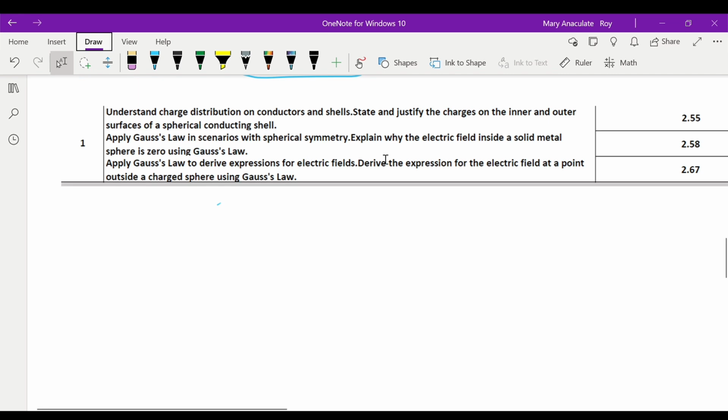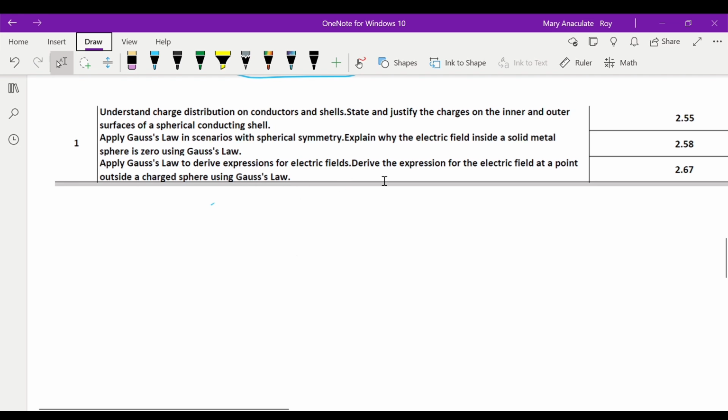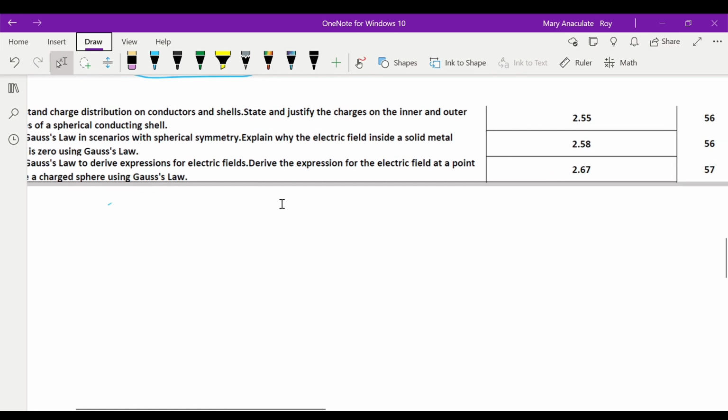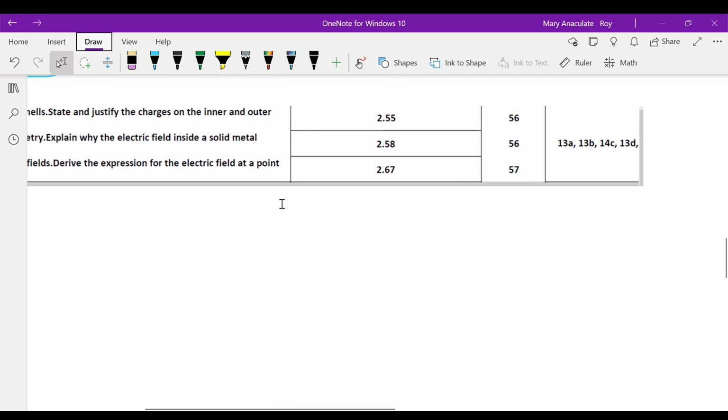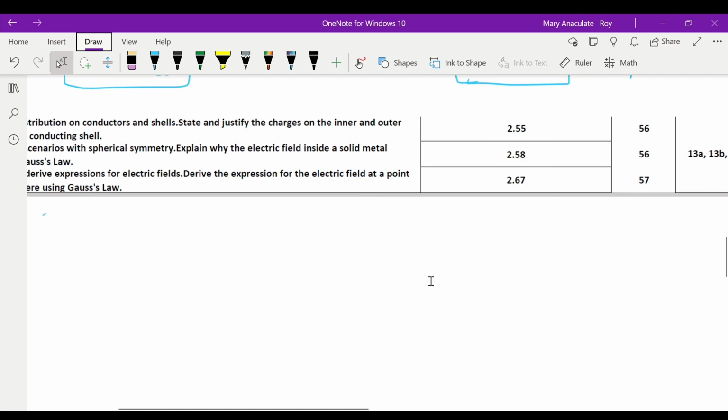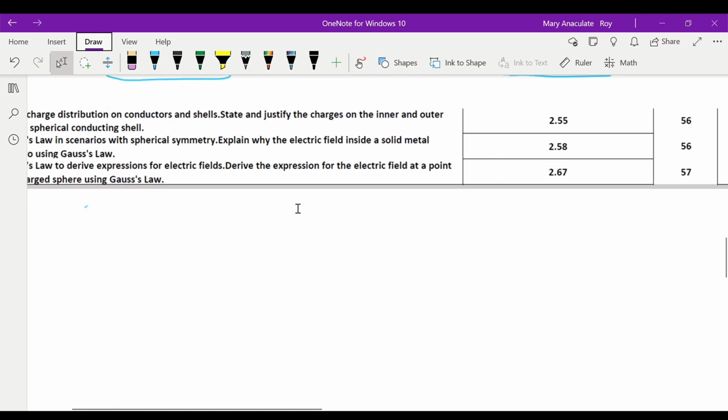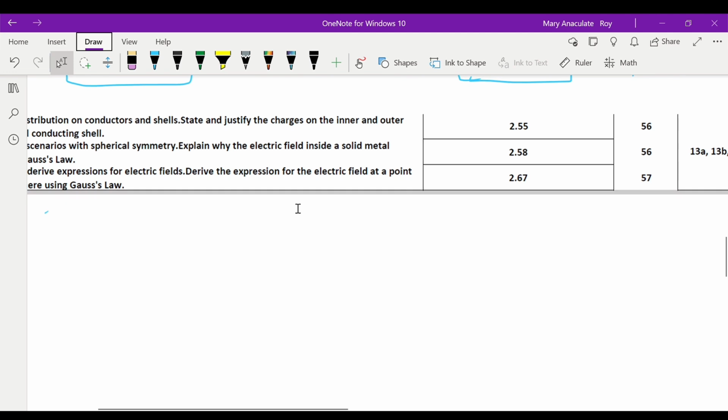Explain why the electric field inside a solid metal sphere is 0 using Gauss's law. And also apply Gauss's law to derive expressions for the electric field at a point outside a charged sphere. So we'll take each section separately, and you can see they've given you the question numbers, page numbers, and also the question numbers from the PDF that had been shared with us. So first I'll explain and then we'll move on to the questions to solve so that you'll get a better understanding.